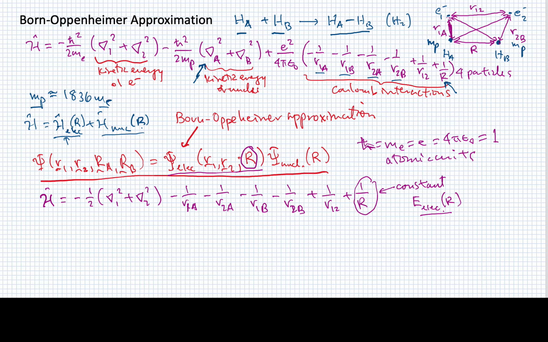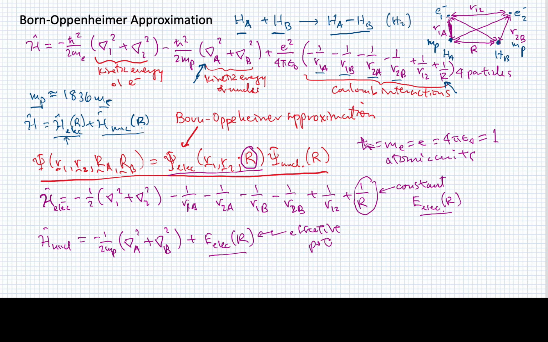Now, what this allows us to do ultimately, if I write this as an electronic Hamiltonian here, is that I can write a nuclear Hamiltonian also, which would be the one we would solve after solving the electronic Hamiltonian, which would include essentially the kinetic energy of the two protons, and then the potential energy part would be this part that we get from the electrons. So it is parametrically dependent on R, but it becomes a function of R, and that represents an effective potential that dictates the motion of the nuclei.